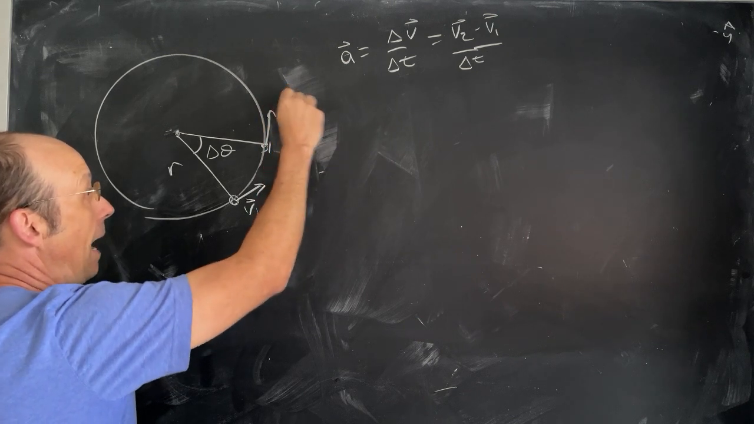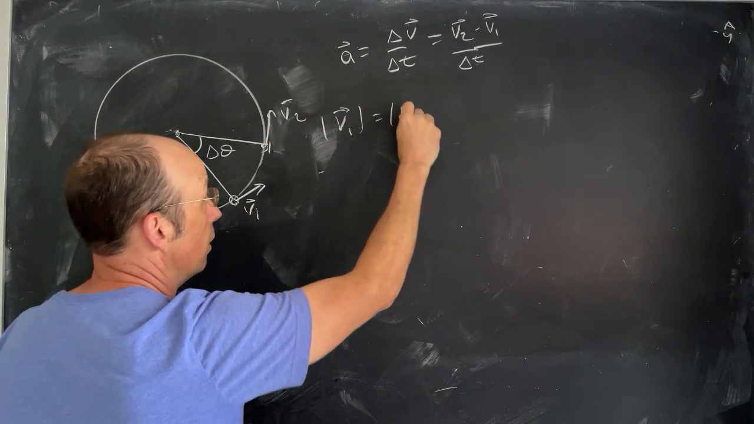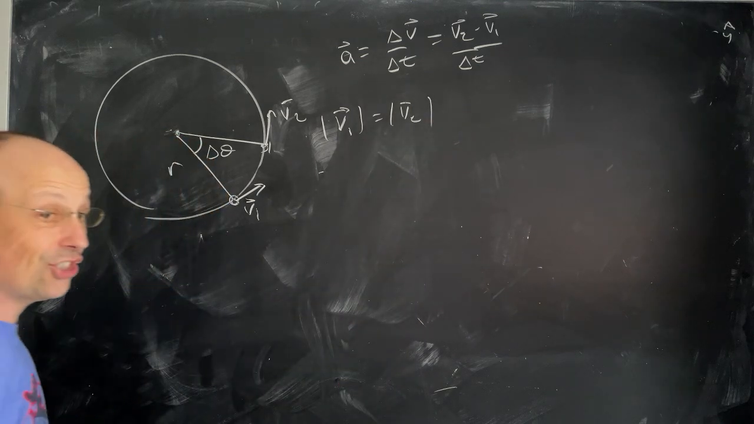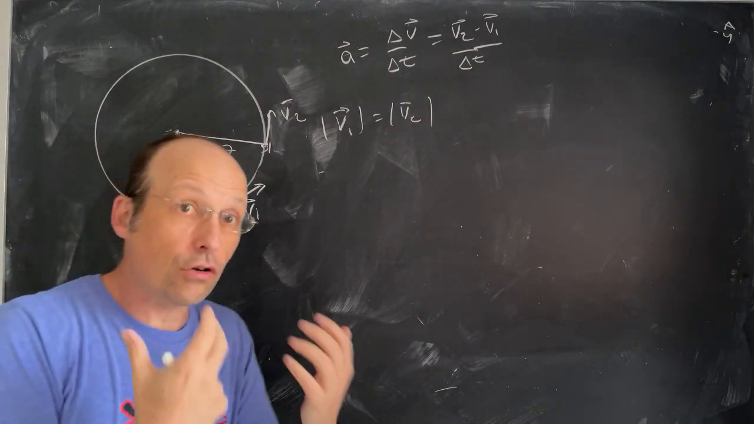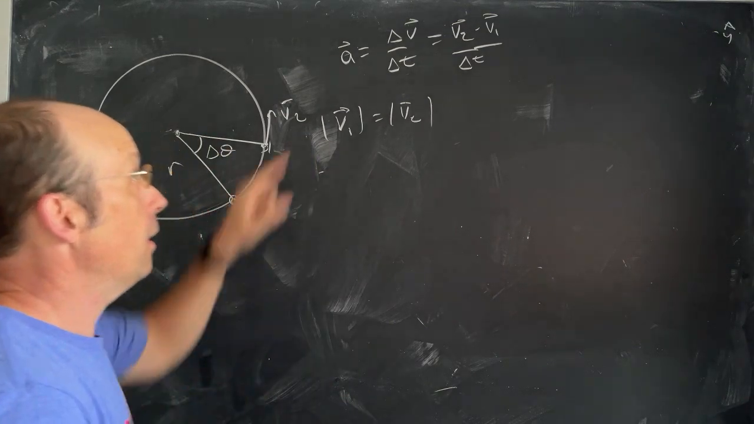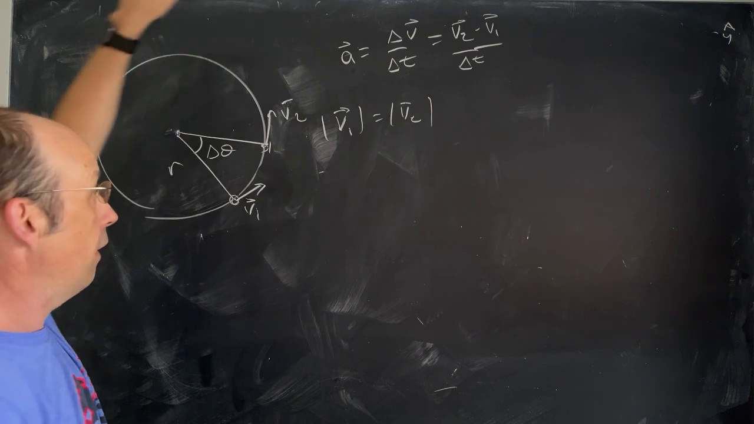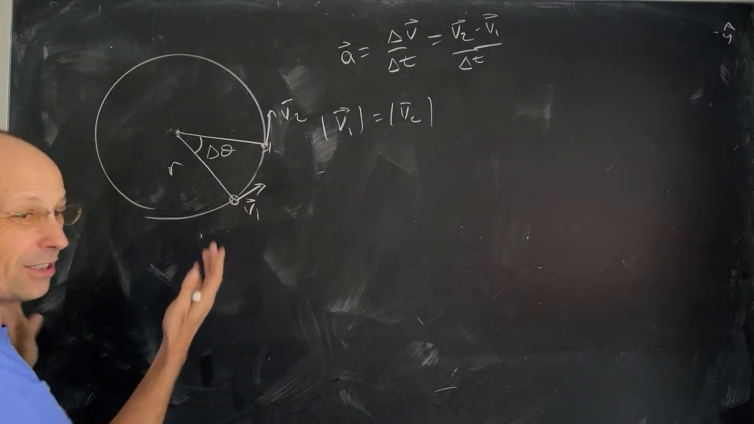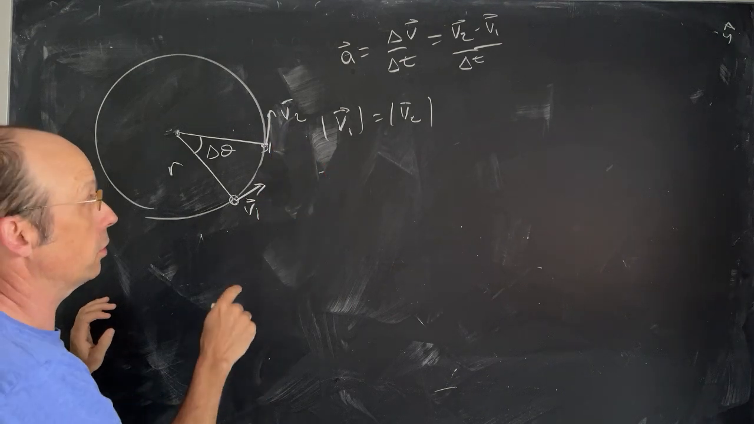And so the magnitude of v1 is equal to the magnitude of v2. So it did not change speed, but it changed direction. So if you change direction, even if you don't change speed, then you will accelerate. And let's get an expression for that acceleration. The first thing I want to do is to imagine that it's some short time interval. So delta theta is small, even though I drew it large.